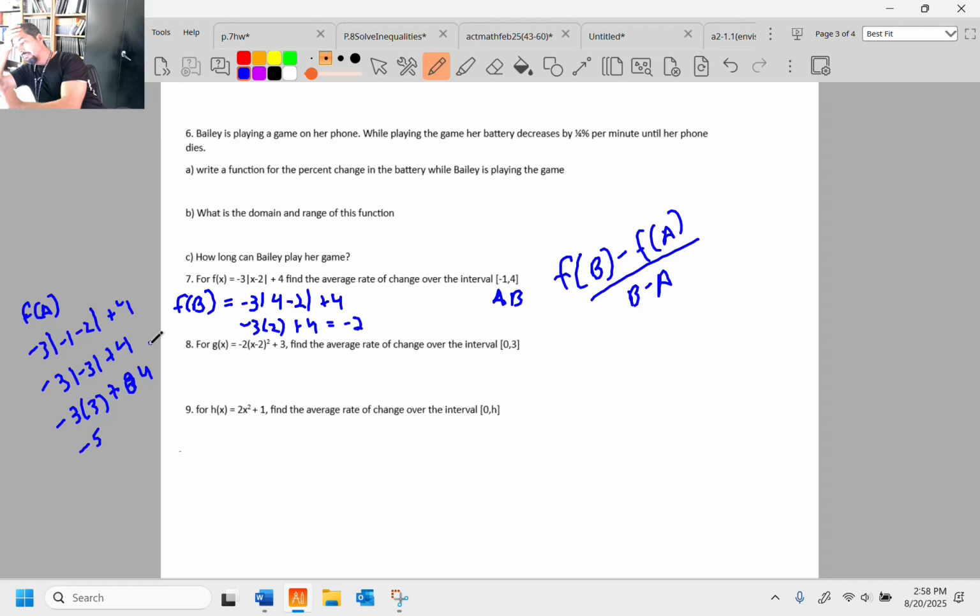So I've got everything I need. So now I can use my little formula here. F of b was negative 2. I'm going to be taking away a negative 5, and it's going to be sitting pretty over 4 minus a negative 1. Hopefully I didn't make any mistakes.